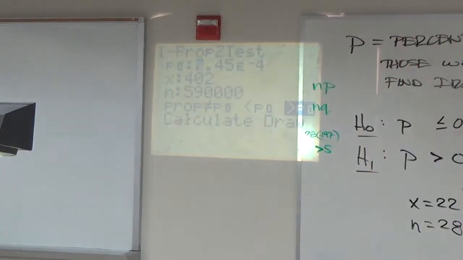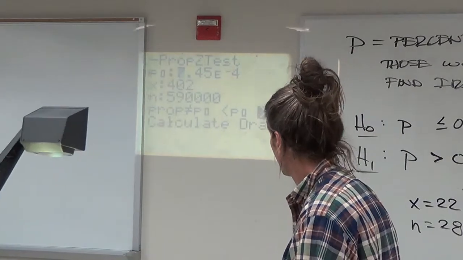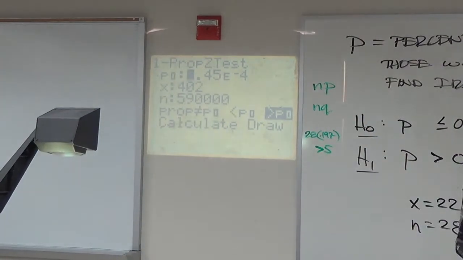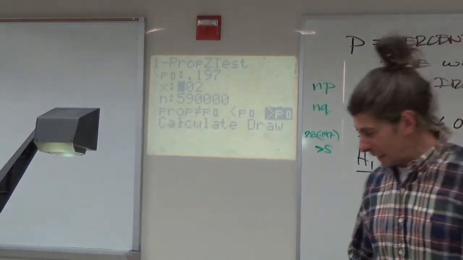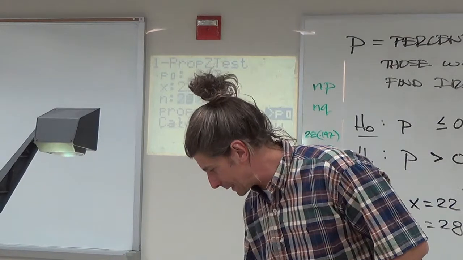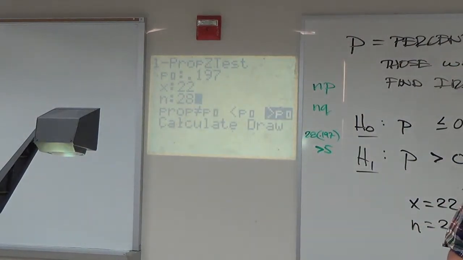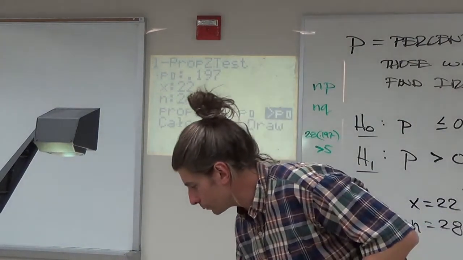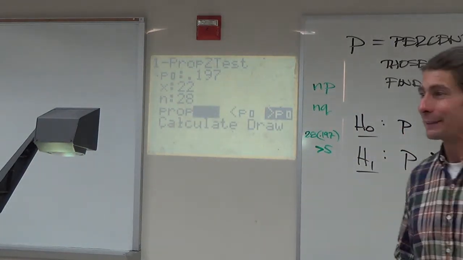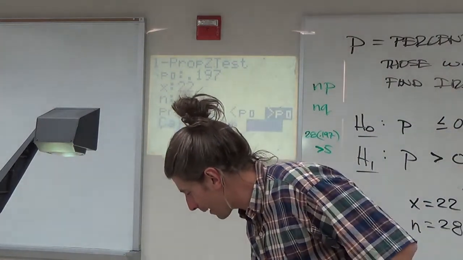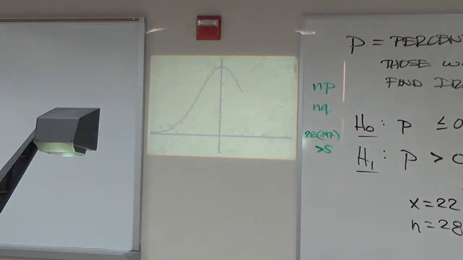Still a one prop Z test. Let's put our new values in. We got a new null of 0.197, and 22 of us out of 28. I think we have the same sign, yes? Greater than. We're still doing greater than. So the question now is how much p-value we're going to get. Let's find out.